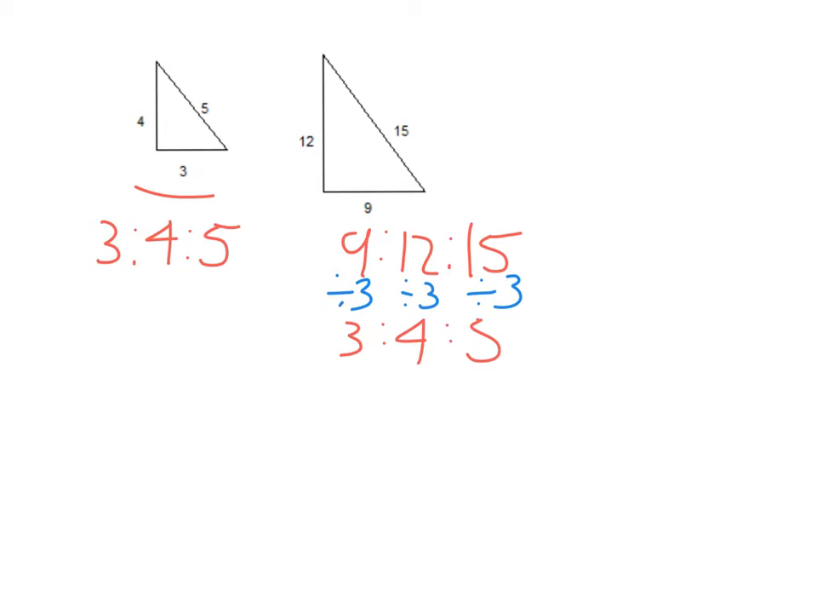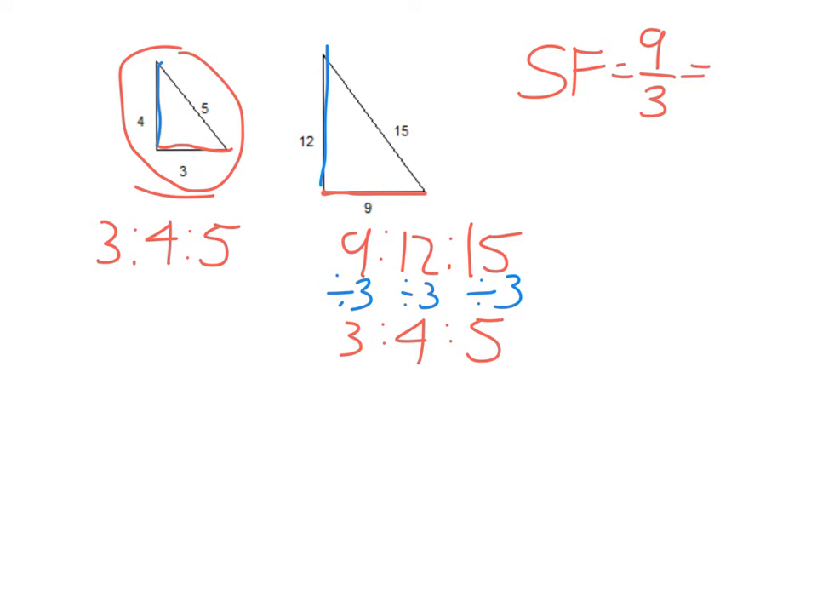So what we say is that we've basically taken this small triangle and we've enlarged it by a certain factor. So the factor is what we've timesed each side by in the small triangle to get the large triangle. So the scale factor here, just like we did for congruent triangles, we have to match up corresponding sides. So this side here corresponds to this side here corresponds to this side here, and so on. So the scale factor is 9 over 3, which is the same as 12 over 4 or 15 over 5. All of that equals 3.